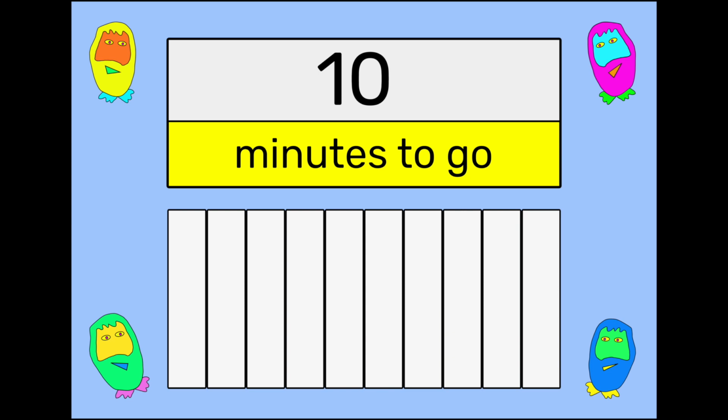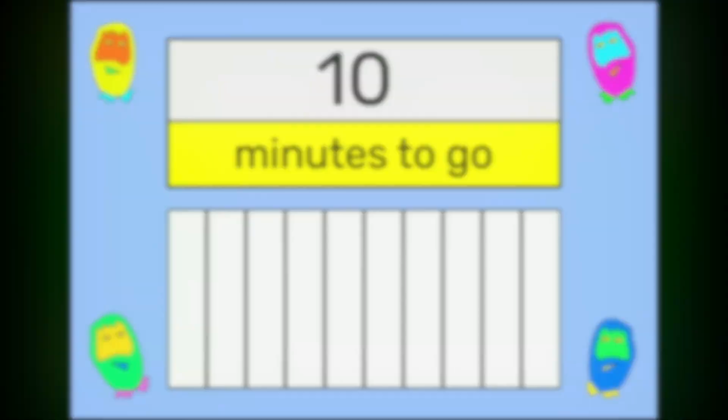When you multiply by 10, move each place to the left. When you multiply by 100, move each place again.